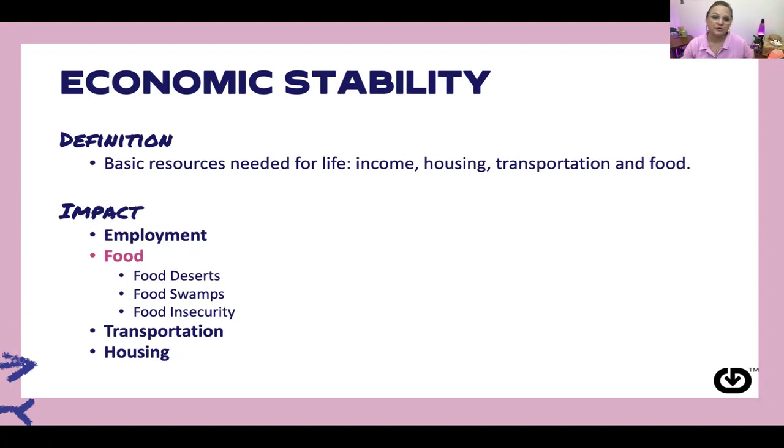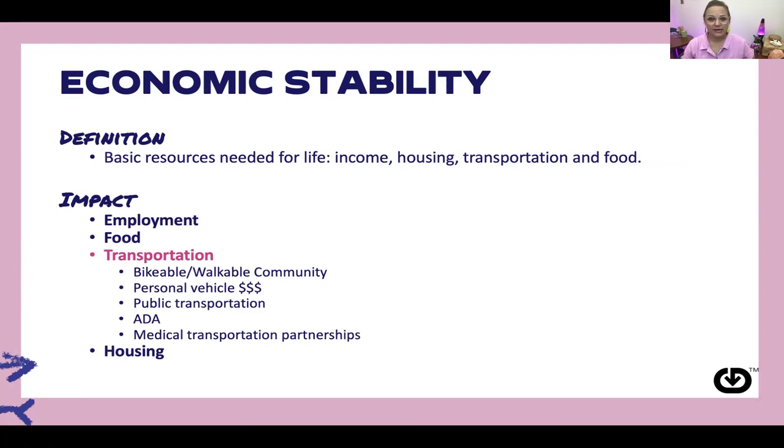Food can become an issue. Food deserts are areas where there is no access to healthy food, and people have to travel very far to resource themselves with food. Food swamps are where there's food available, but it's all garbage. There's fast food on every corner and convenience marts, but there's not a lot of fresh fruits and vegetables, so it makes eating healthy really difficult. And food insecurity means people don't know where their next meal is coming from, which can be a huge stressor in someone's life.